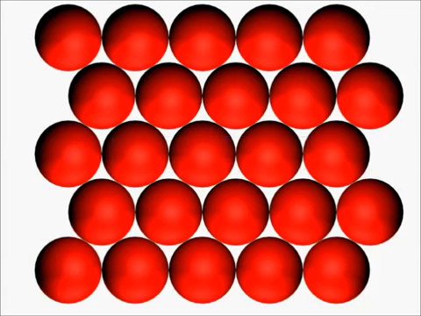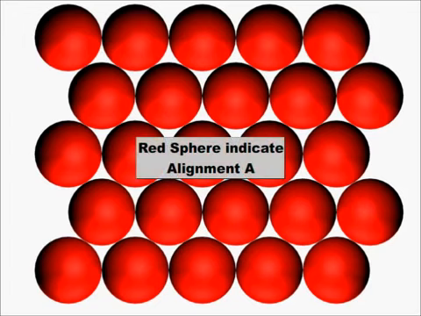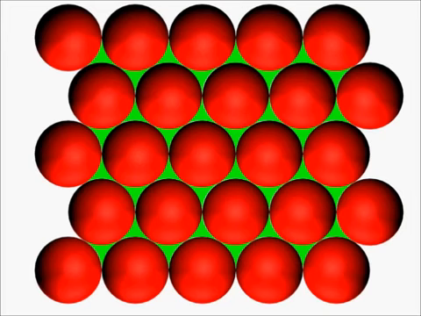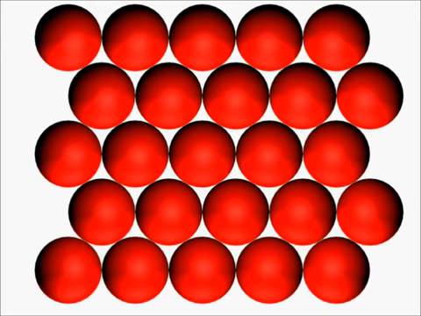The first layer contained red colored spheres indicating the alignment of the layer. This alignment is called A. These are the void spaces of the layer. We have to place a layer on top of this layer. For efficient packing, we will have to place the second layer in such a way that the spheres are exactly over the triangular voids of the first layer. Only these triangular voids can be covered.